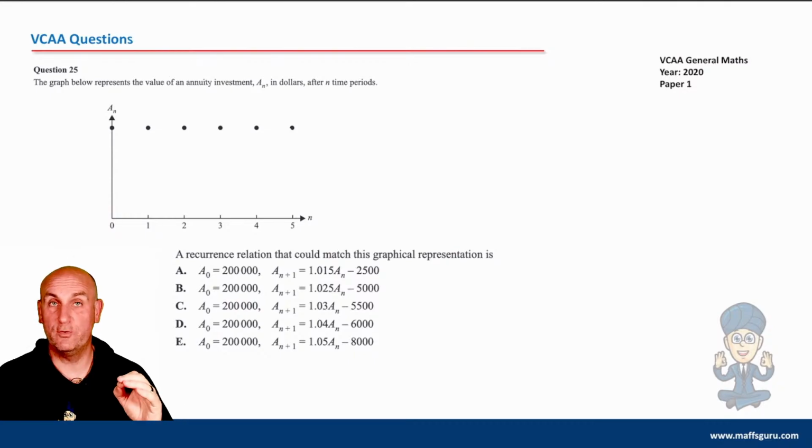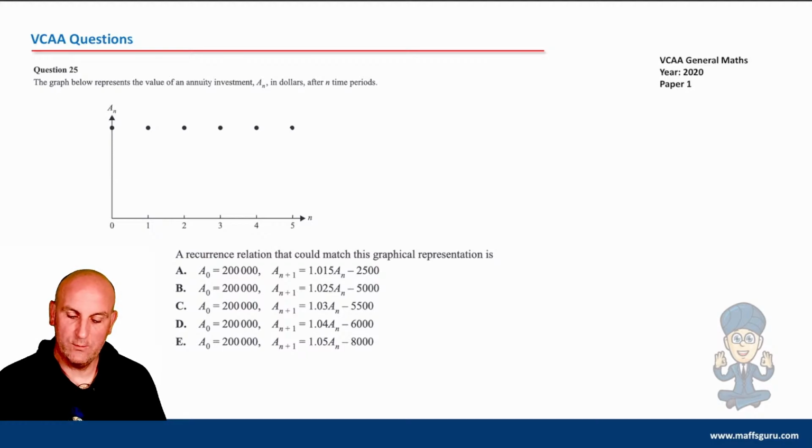Question 25, I thought, was a really clever question. It's testing your understanding, not your regurgitation. The graph below represents the value of an annuity investment in dollars. Now, a perpetuity is a type of annuity, okay? That's important. I'm sure I've said that somewhere, but if I haven't, I've just said it now.